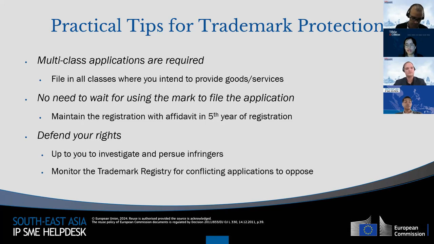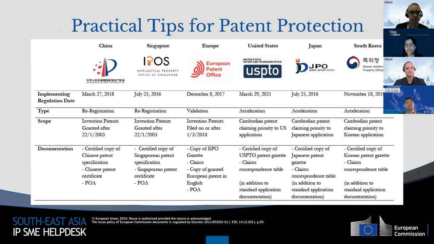Another slide. So here is a practical tip for patents. We have different options to get patent protection in Cambodia. We have China validation, IPOS Singapore, European, and then US PTO, American, and then JPO, and also Korea IP Office, KIPO. So you can file through these options. So next, please.